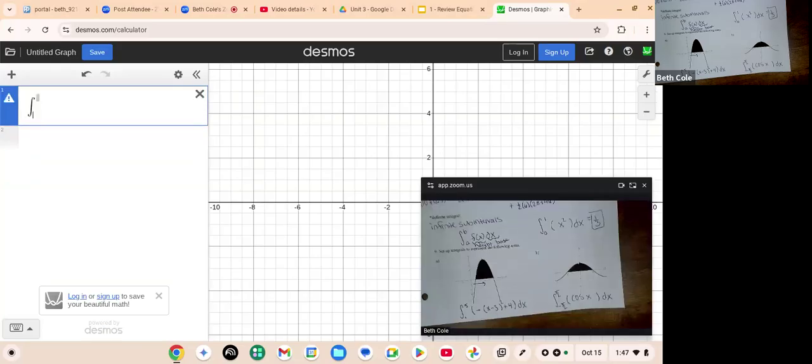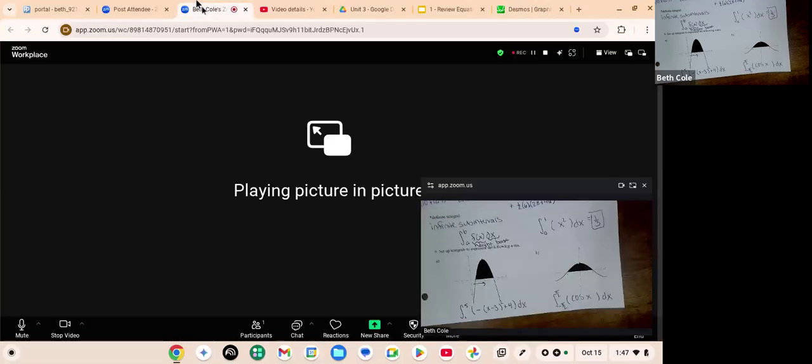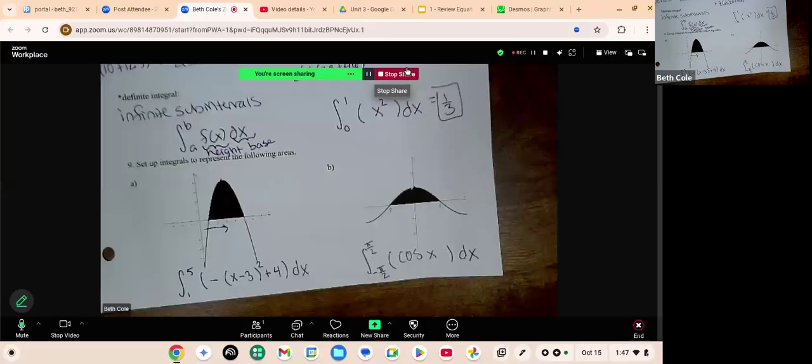Do you understand what we're finding? Like what this answer represents? It's the area that's highlighted there. All right, so this is cosine x dx, and the answer is 2. That's cool. That's so neat. The answer is just 2.